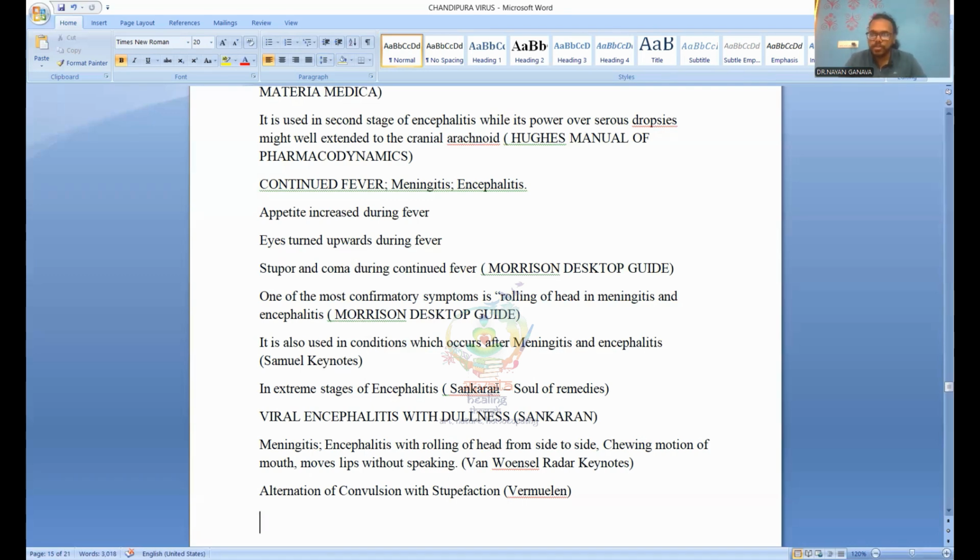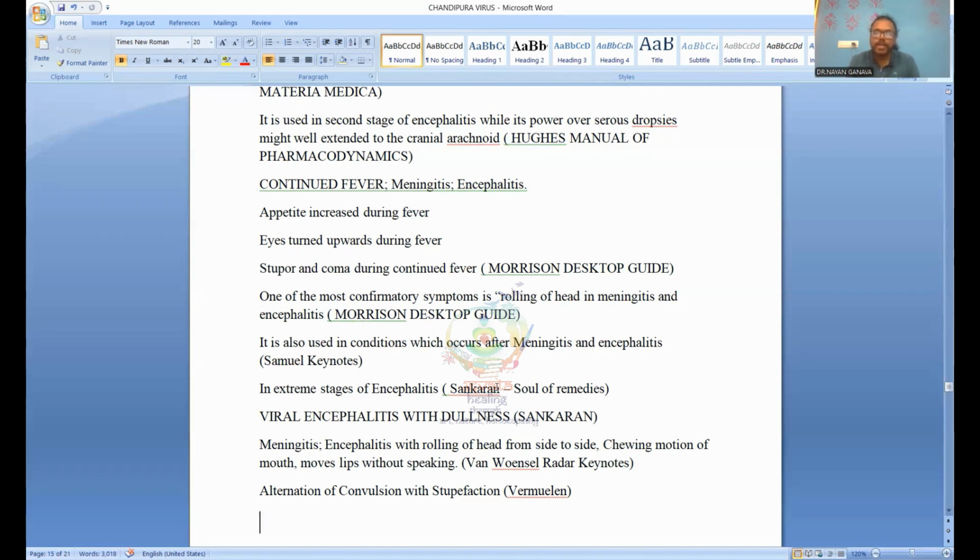In extreme stages of encephalitis, Helleborus is also indicated. That is what is written by Dr. Shankaran in his book Soul of Remedies. Viral encephalitis with dullness. That is what Shankaran has written again, that if there is a viral encephalitis with very much dullness, it is the indication of Helleborus.